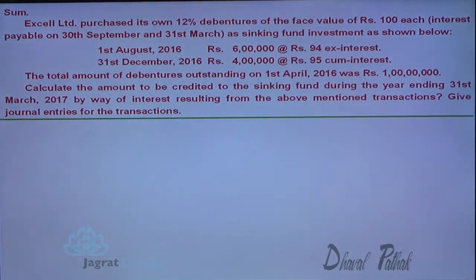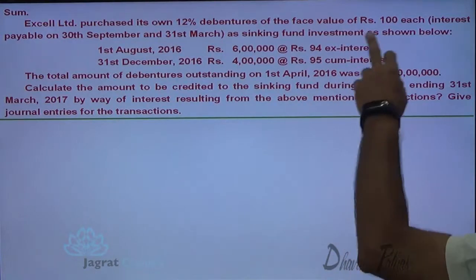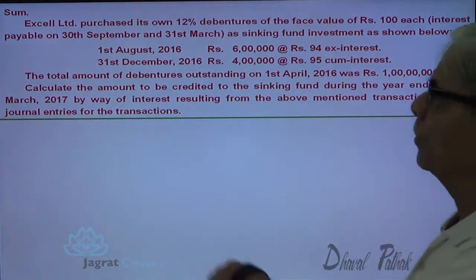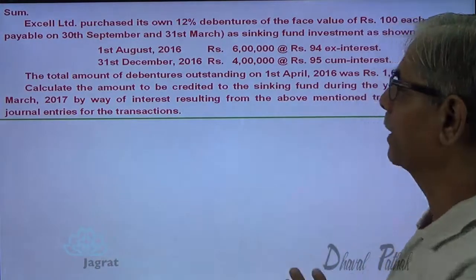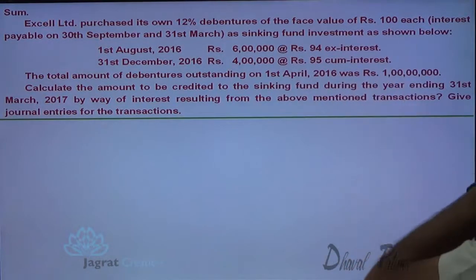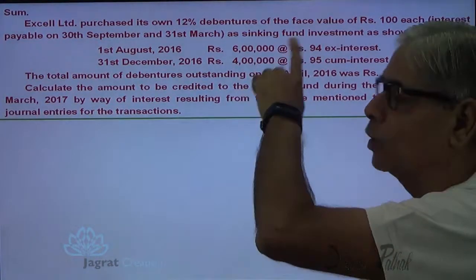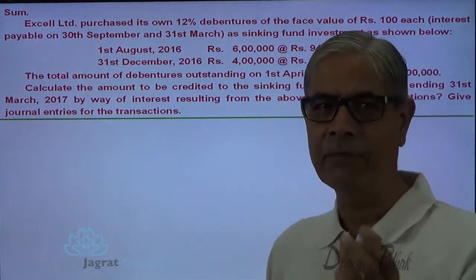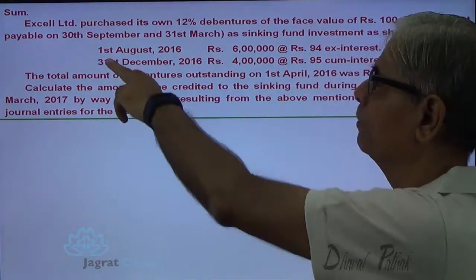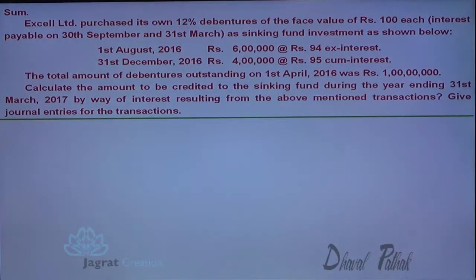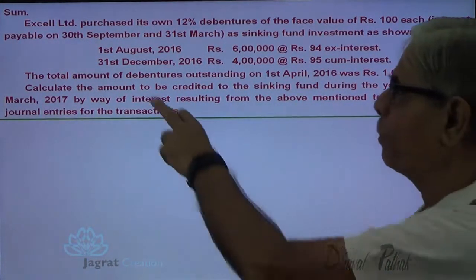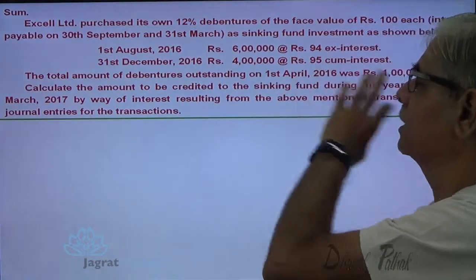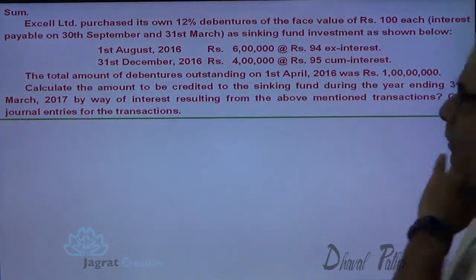Axel Limited purchased its own 12% debentures of face value 100 each. Interest is payable on 30th September and 31st of March as sinking fund investment as shown below. So these are the sinking fund investments, and in that sinking fund investment, own debentures are purchased. On 1st of August 2016, 6 lakhs 94 ex interest. 31st of December 2016, 4 lakhs 95 cum interest.